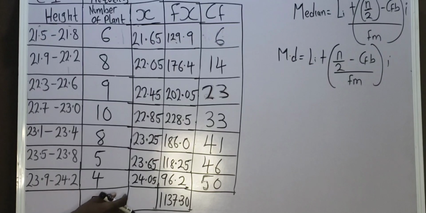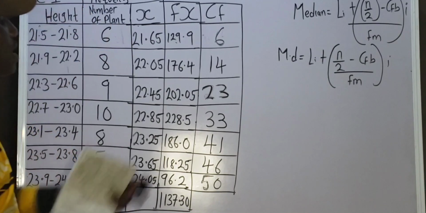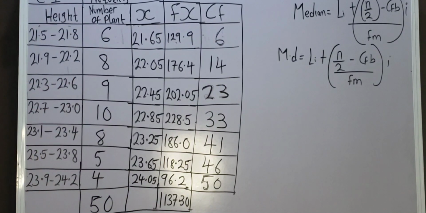The reason why I put additional cells in this place and this place is because I need the sum of the frequency when I'm calculating the mean, and I also need the sum of the product of the fx. Are you getting it? So I don't need anything here, so there is no need of putting cells. So having determined the cumulative frequency, don't forget our aim. Our aim is to determine the class interval of the median class. So we have already gotten the cumulative frequency.